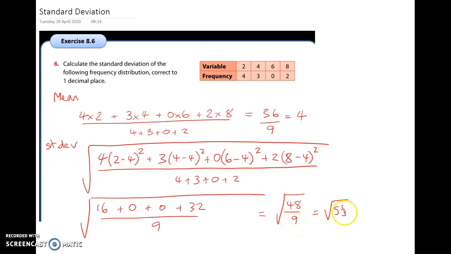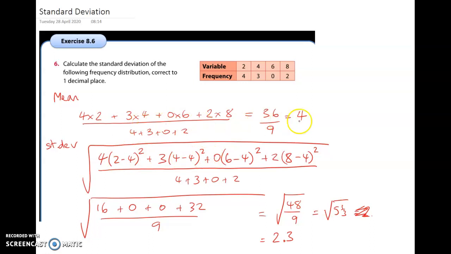So whatever the square root of 5 1/3 is, it works out at approximately, I'll write down at the bottom here, approximately 2.3, rounded to 1 decimal place. Now you can do that bit on your calculator. You can do each individual part in your calculator if you want to, but this is the process of doing it, quote, by hand.